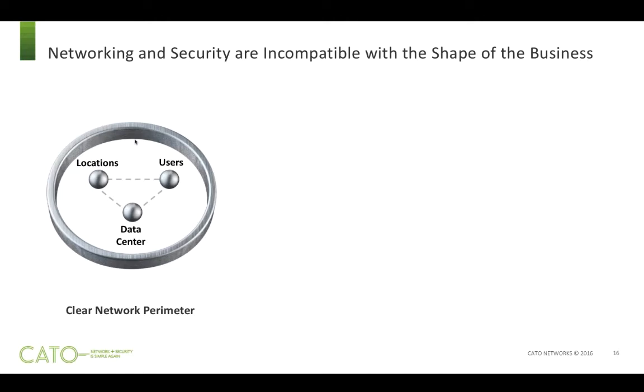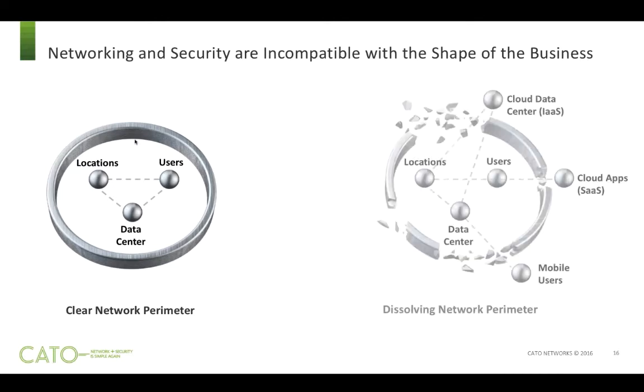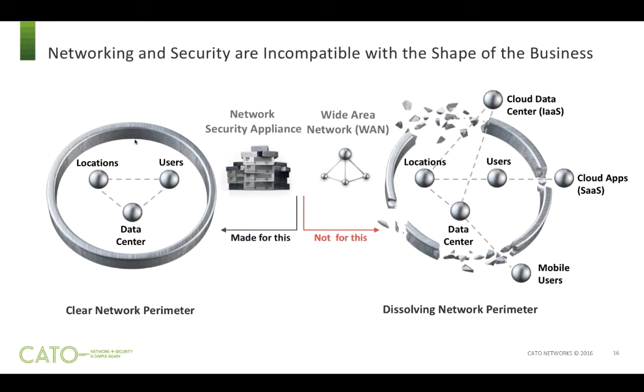network and security. In the past, we had a clear network perimeter with all data centers, users, and locations. Actually, it was maybe one location or two, but it was firmly located behind a firewall. These days, what we see is the dissolving network perimeter, where we have cloud networks, applications moving to SaaS services, mobile users, people working on the go. And what we're saying here is that traditional network security appliances and the wide area network do not address the challenges that enterprises face today.